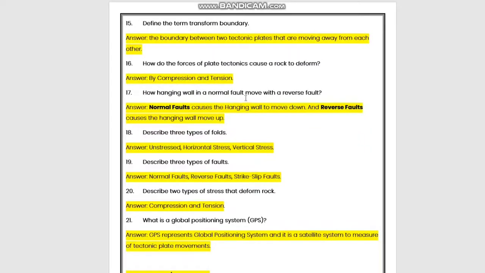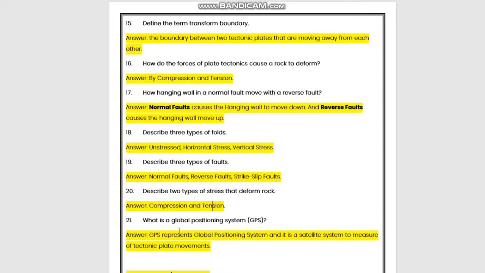How is a normal fold different from a reverse fold? Normal folds cause the hanging wall to move down, and reverse folds cause the hanging wall to move up. Next question. Describe 3 types of folds: unstressed, horizontal stress, vertical stress. Describe 3 types of folds: normal folds, reverse folds, slip folds. Number 20. Describe 2 types of stress that deform rock: compression and tension.